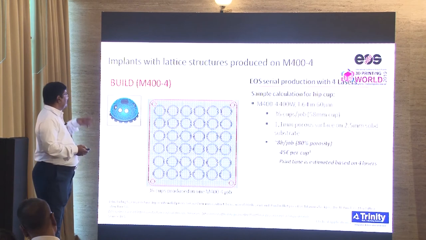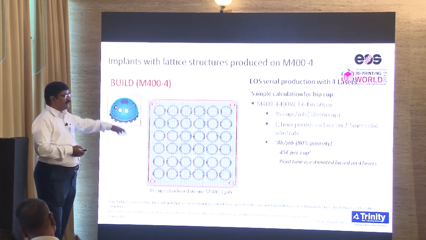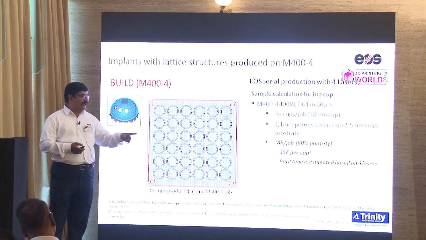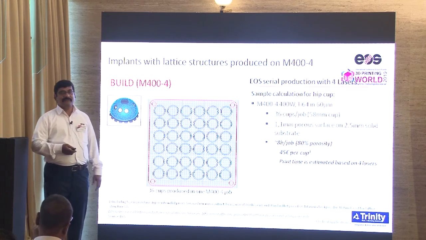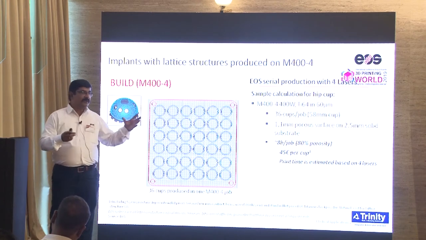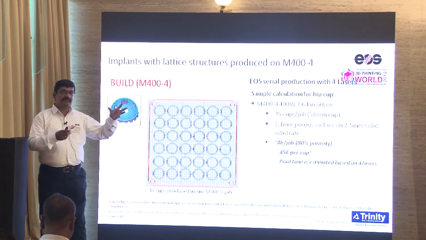Suppose you go for the bigger volume machine, it takes about 36 cups in one single shot and takes about 8 hours per job, which is around 45 euros each. So as the number of parts in a build increases, you can bring down the cost drastically.